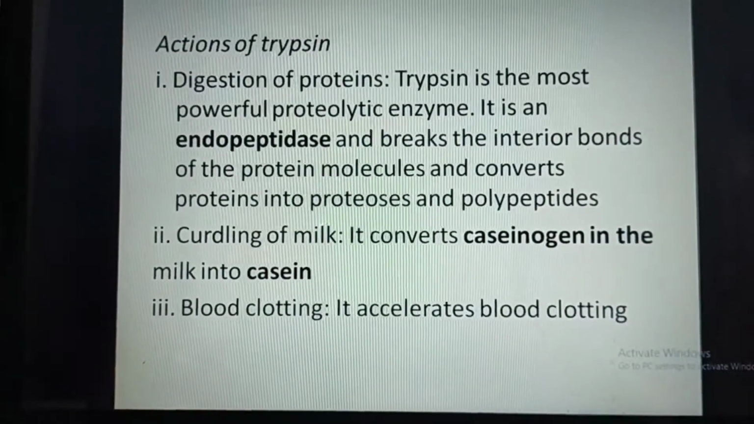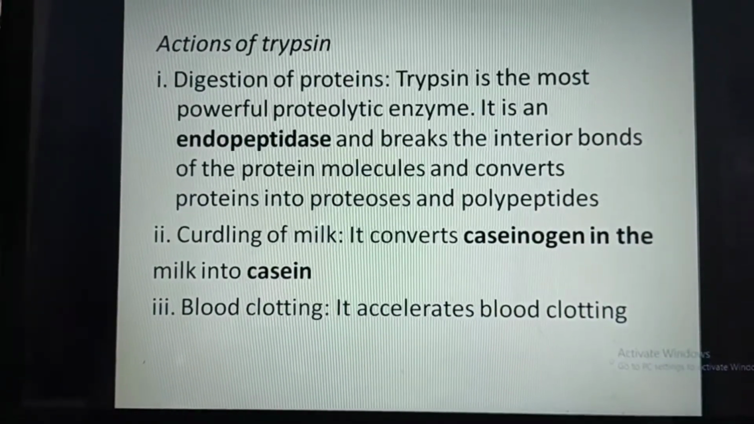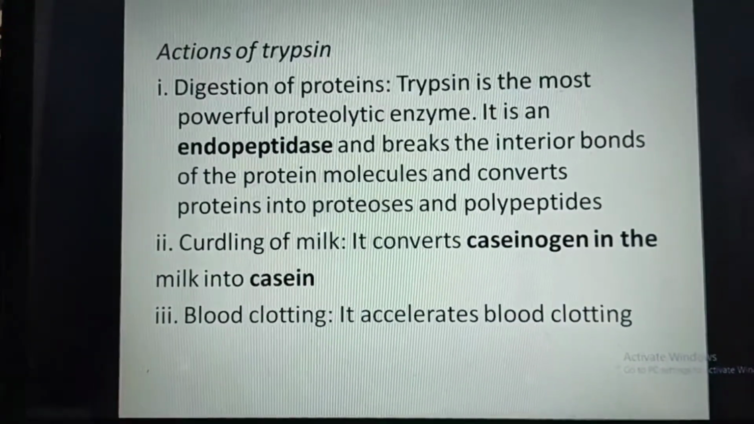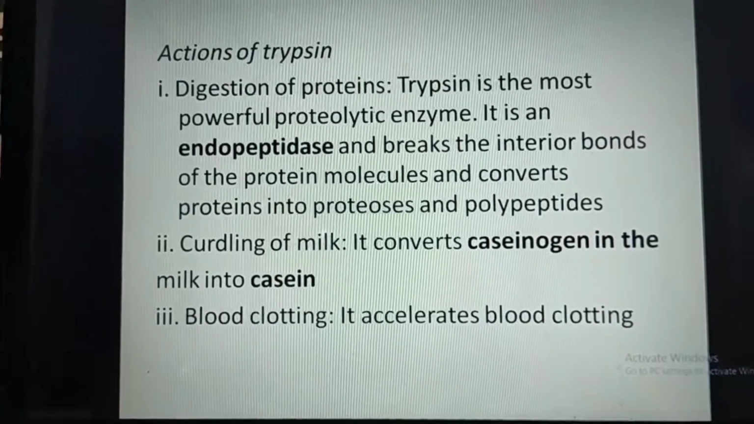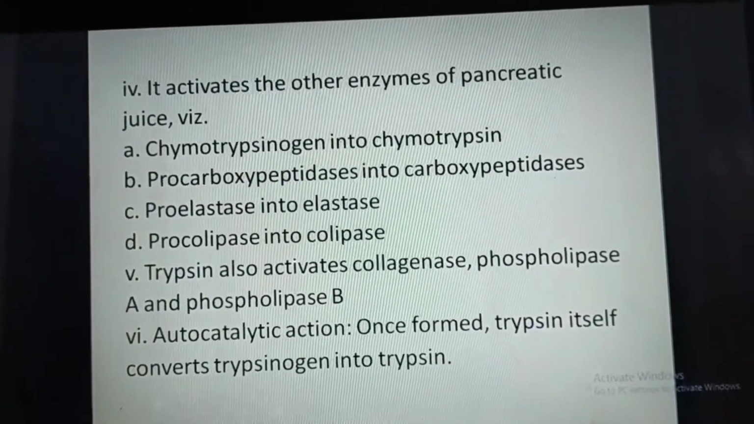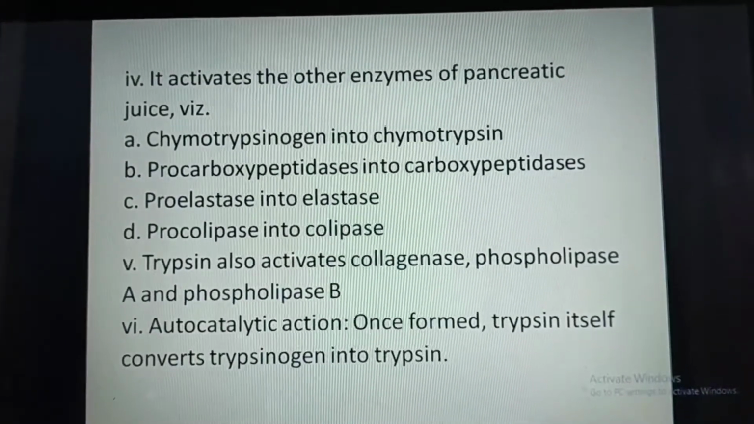Second function is the curdling of milk. It converts caseinogen in the milk into casein. Blood clotting. It accelerates the blood clotting. It activates the other enzymes of pancreatic juice.